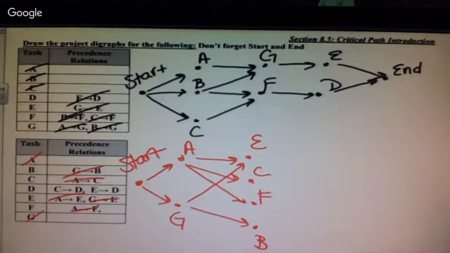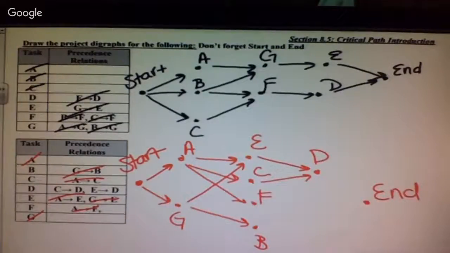Okay, so we're done with G now. My last two I have. C and E both go to point D, so I need a point D. And E goes there, and C goes there. Okay, and again, all good things must come to an end. B and D and F. Okay, D has nothing coming out, so it goes to the end. F has nothing coming out, so it goes to the end. And B has nothing out, so it goes to the end. Okay, so your graph should look something like this.